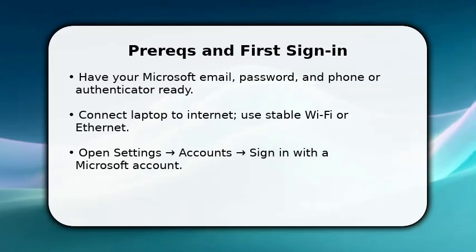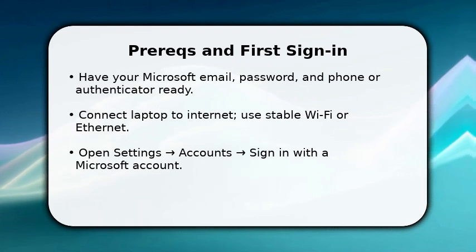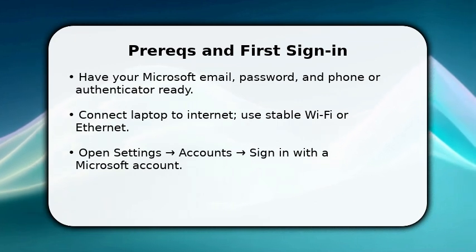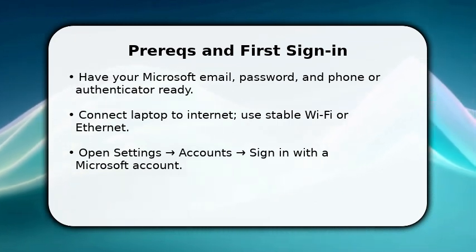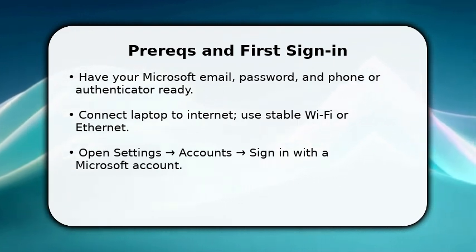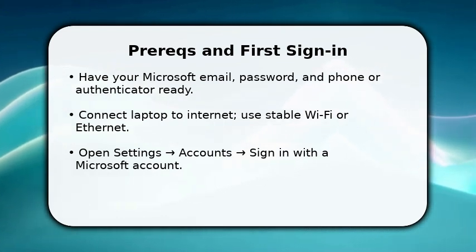You start by confirming prerequisites: your Microsoft email, password, and a phone or authenticator app for verification. Once connected to a stable network, open Settings and go to Accounts. Make sure you choose Sign In with a Microsoft account rather than a local account so settings will sync. Enter your email, then your password, and complete any two-factor prompts.